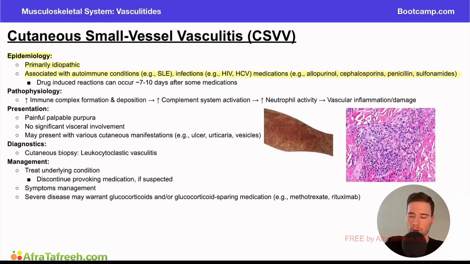Particularly when we talk about these drug reactions, it's important to keep in mind that there's usually a delayed response. A drug-induced reaction can occur approximately 7 to 10 days after someone had a triggering medication. So a patient says they started a new medication last week.